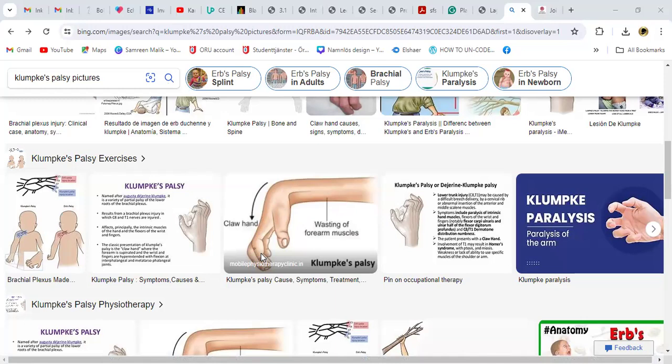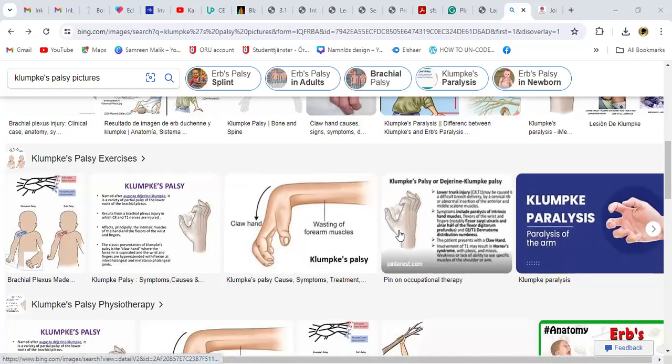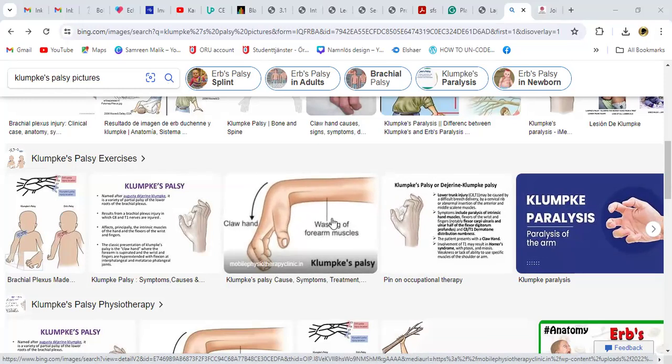You could see this is called Klumpke's paralysis. But you have to remember that it also occurs during childbirth. Whenever there is an injury to the lower trunk, C8 and T1, the features would be, like I told you, involvement of C8 and T1. There'll be a claw hand, just like this one.